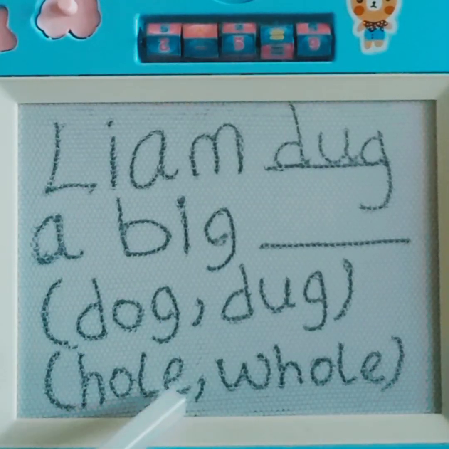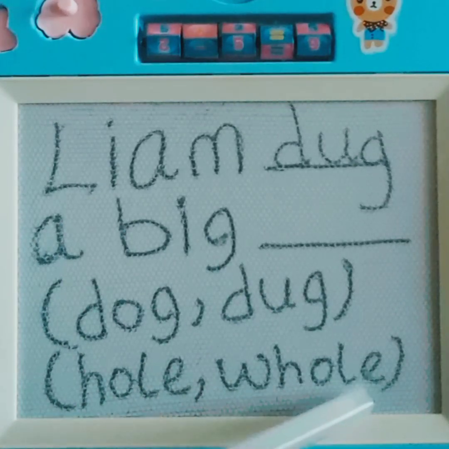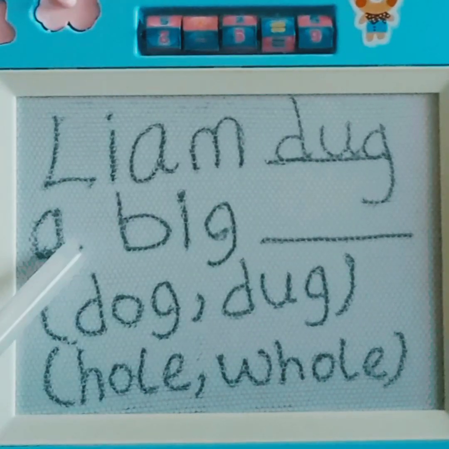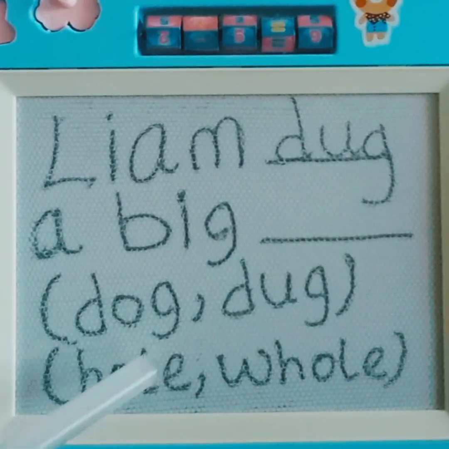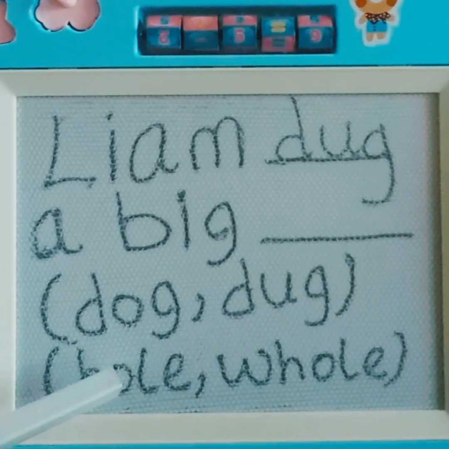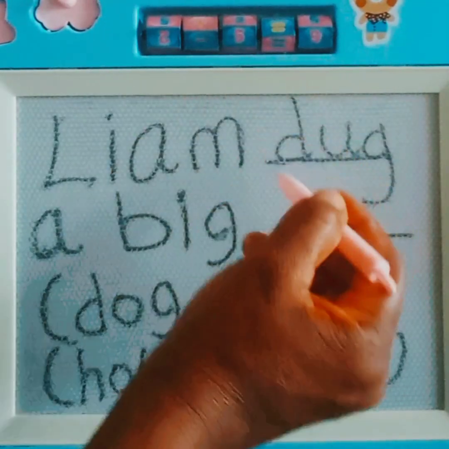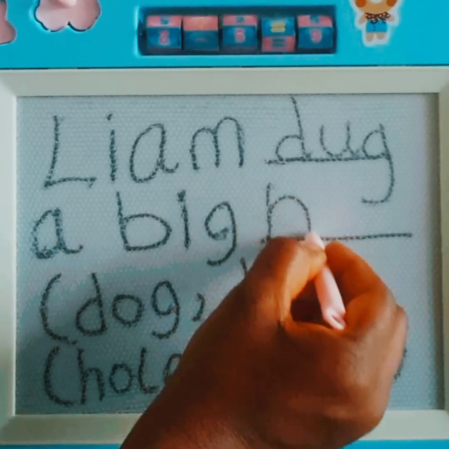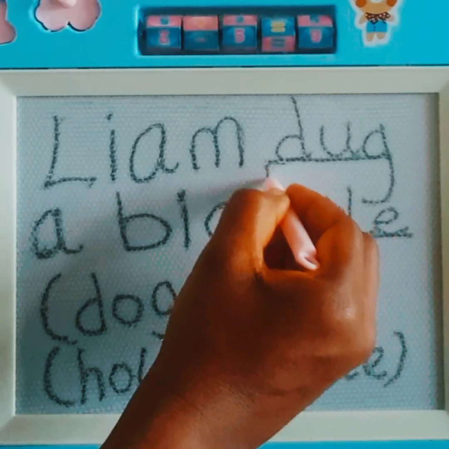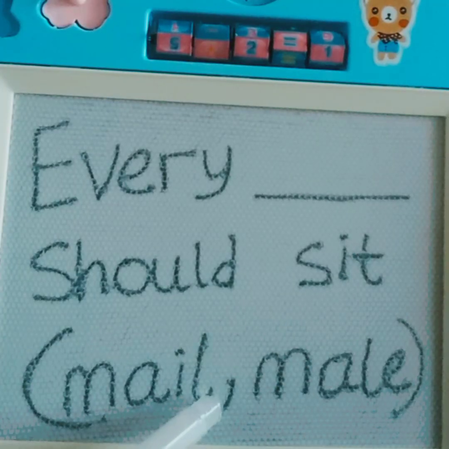This is another homophone. Hole, whole. Which hole should be here? Liam dug a big hole. Is it this or this? Your answer is this. You answered correctly. This hole means a pit. So Liam dug a big hole. It cannot be this. This is another homophone.